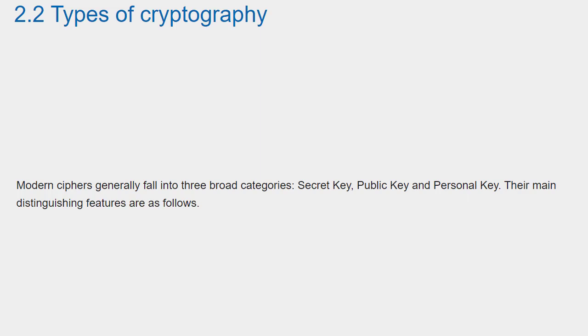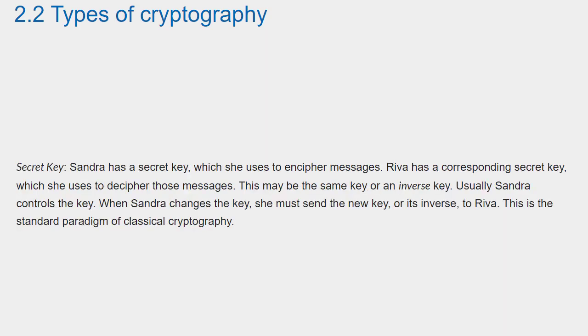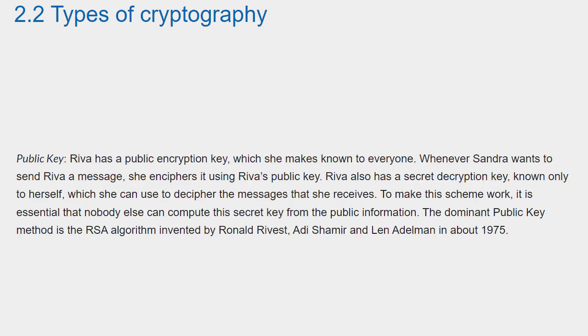Modern ciphers generally fall into 3 broad categories: secret key, public key, and personal key. Their main distinguishing features are as follows. Secret key. Sandra has a secret key which she uses to encipher messages. Reva has a corresponding secret key which she uses to decipher those messages. This may be the same key or an inverse key. Usually Sandra controls the key. When Sandra changes the key, she must send the new key, or its inverse, to Reva. This is the standard paradigm of classical cryptography.